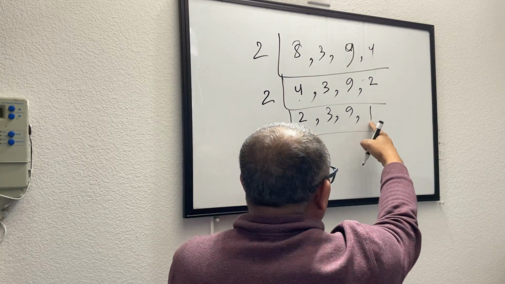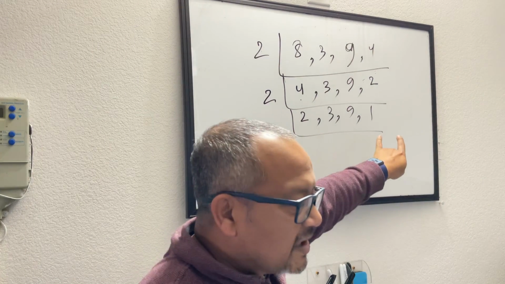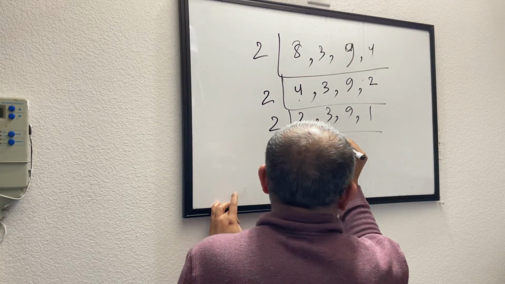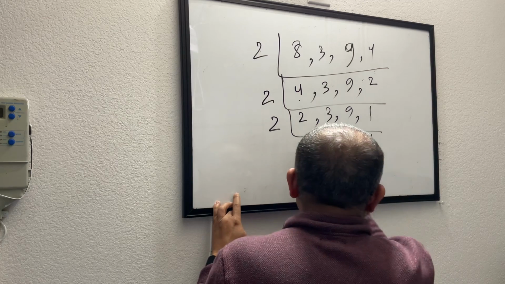Our goal is to get all 1s at the bottom. Now the next smallest number I can pick up apart from 1 is 2 again. 2 1s are 2. 3 doesn't come in the table of 2. 9 also doesn't come in the table of 2. 1 is already done.